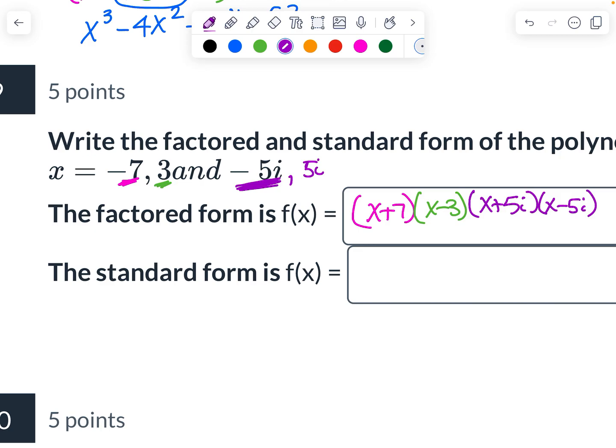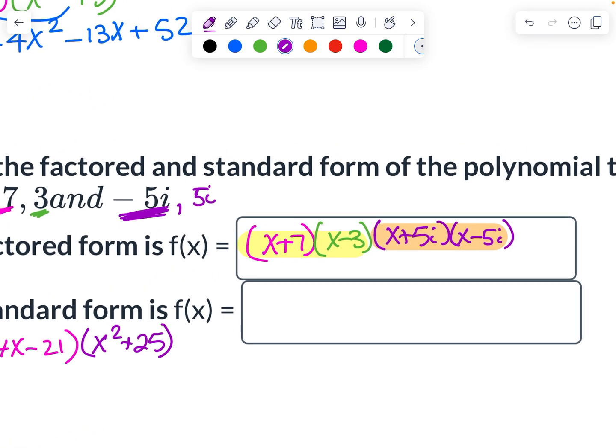So now, because you have 4 of them, you can multiply them in pairs. So we can multiply these two together. And when you're done doing that, you can multiply these two together. When you multiply the first ones together, you get x squared plus 4x minus 21. And when you multiply the other two together, you get x squared plus 25.